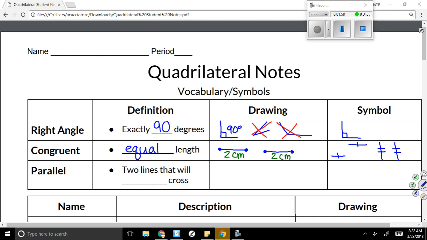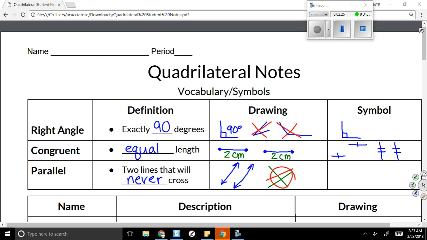All right, our last vocabulary word is parallel. If 2 lines are parallel, that means that they will never cross. So that just means that they're going to be going in exactly the same direction. And even if you kept those lines going, they would never ever cross or run into each other. So if I had 2 lines that cross, that would not work for parallel because those 2 lines meet.